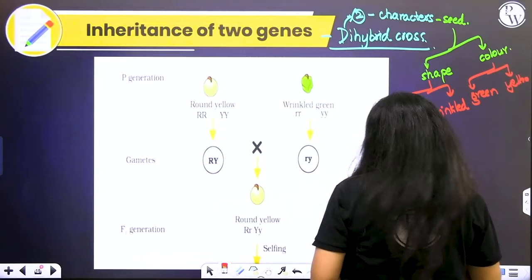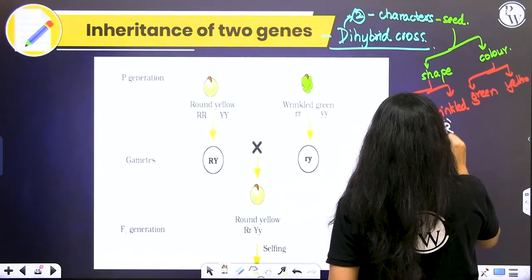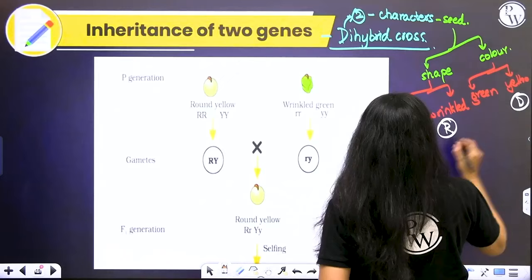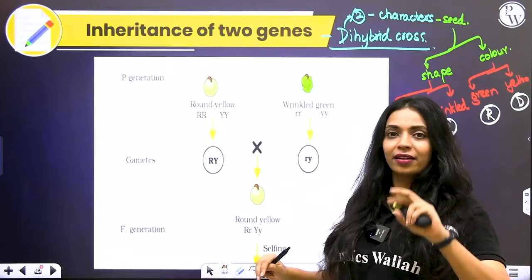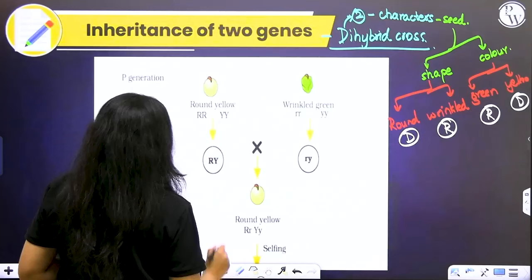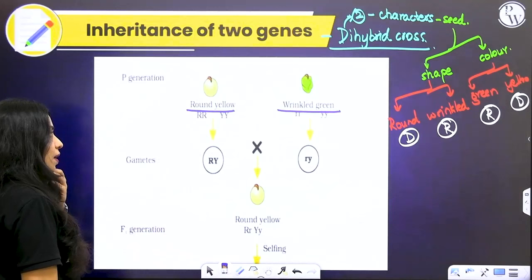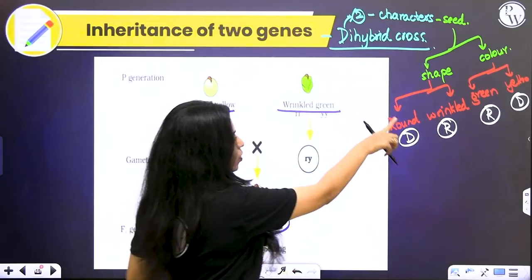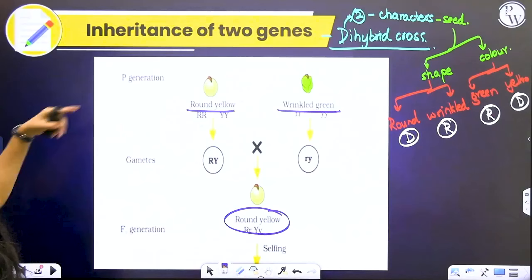Over here, round is dominant, wrinkled is recessive. Here, yellow is dominant, green is recessive. Since he's taking two characters, each character has two alternating forms or alleles. You can see four letters here. First, he takes double dominant, round and yellow, and crosses it with double recessive, wrinkled and green. When he gets offspring, all of them will be round and yellow. That is why I said round is dominant, yellow is dominant. This is the first step. I told you, in every step, he selects pure breeding varieties or pure lines.